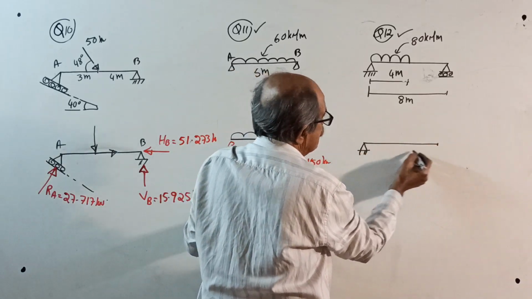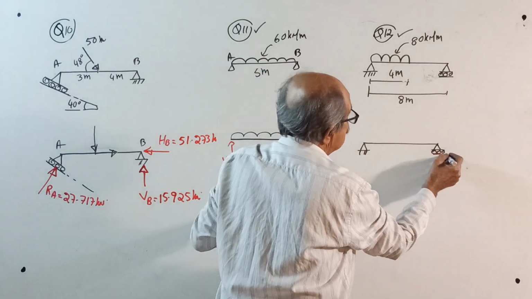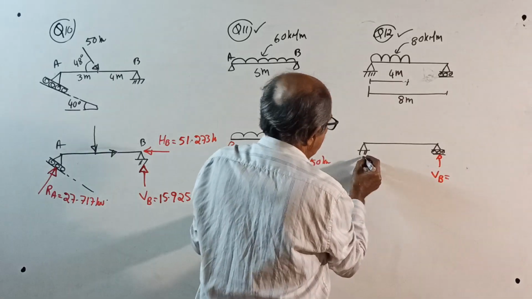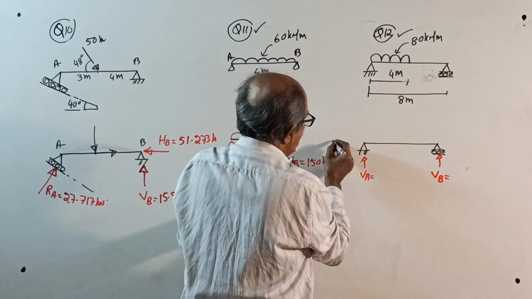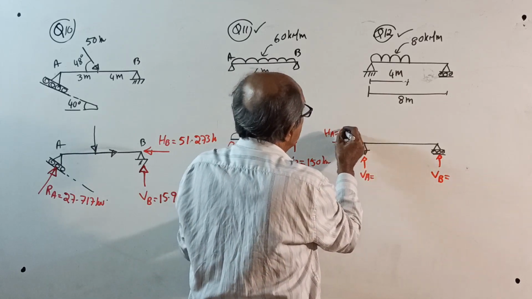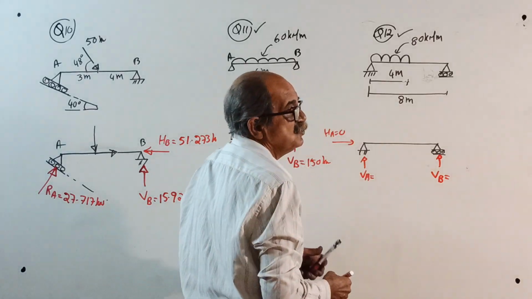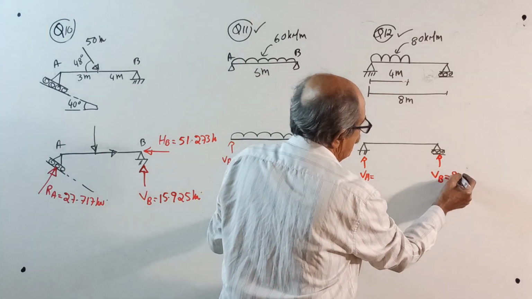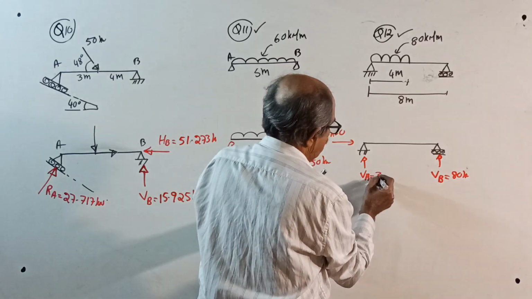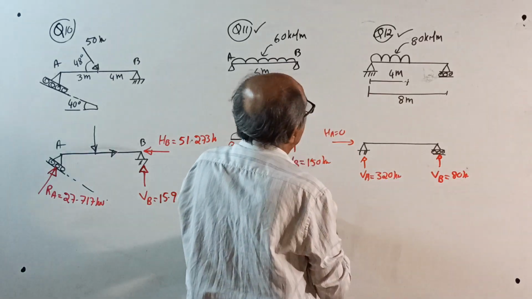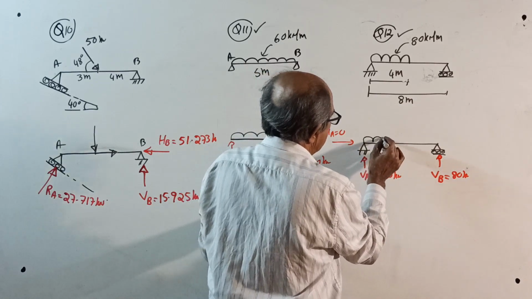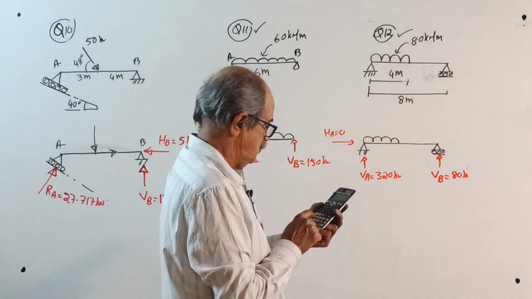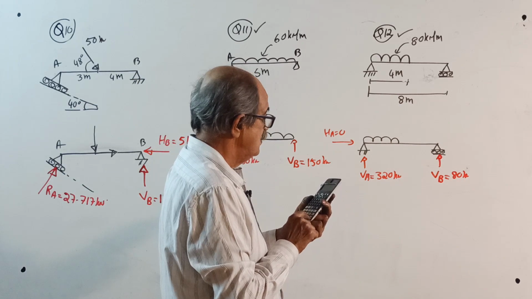Hinge here, roller here. VB equal to, VA equal to, actually not required, HA equal to 0. 8 into 4 is 32, 320. So 80 kilonewton here and 320 kilonewton here. That's all. I don't require a calculator. Okay, checking not required. I will just verify it. 320 into 2 divided by 8, 80, correct.